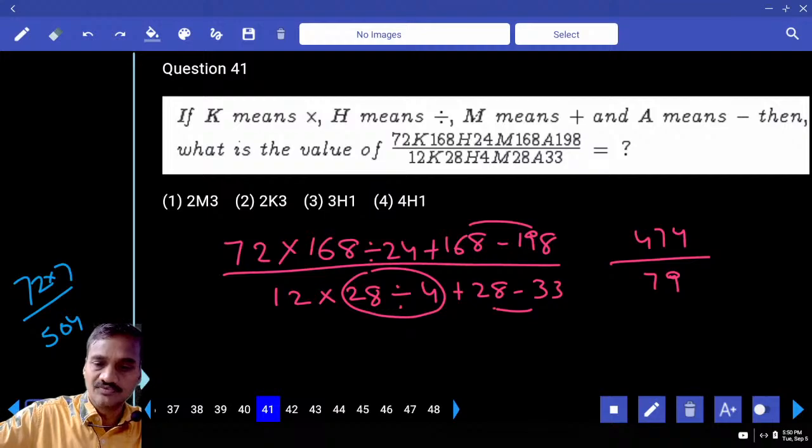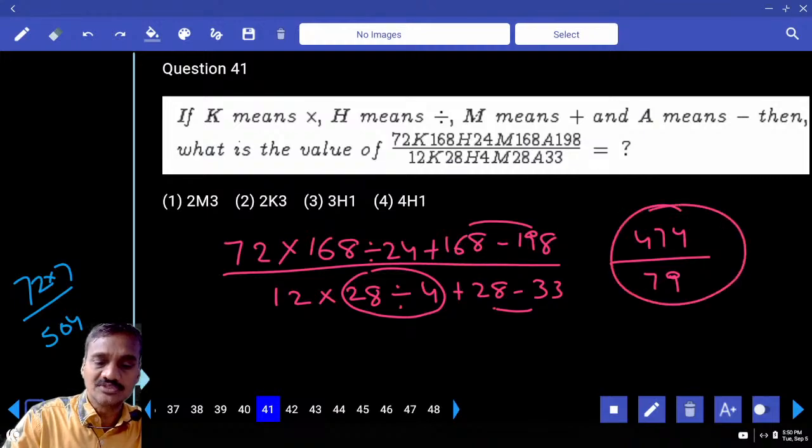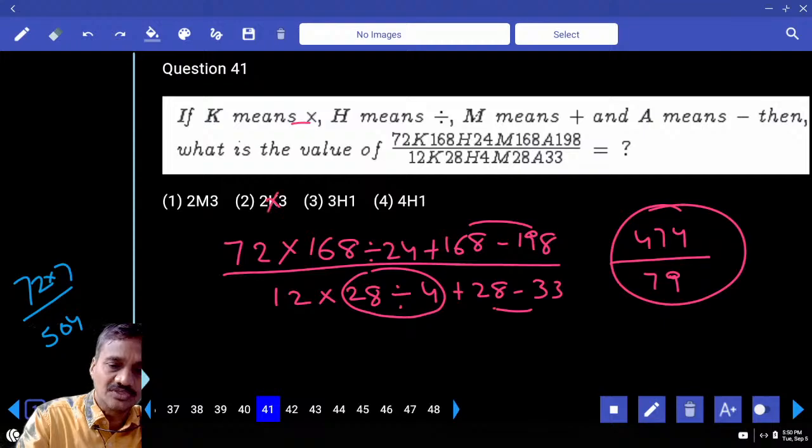Now 474, this is the value we have. And 474 and 79, how many times? 79, 5 times or 3 times? Now 79, 80. Now 80 into 5, 80 into 6. Into 6 times, isn't it? Now the total value is 6. And how can you express this 6 here? And K stands for what? K is multiplication, and 2 into 3 is 6. So it is choice 2.